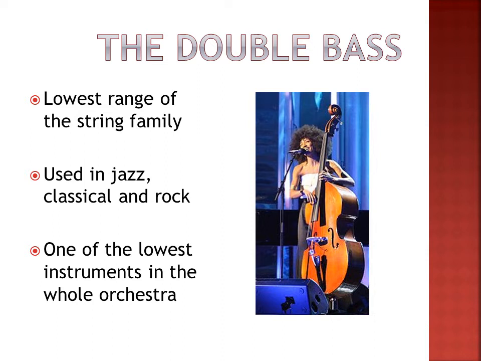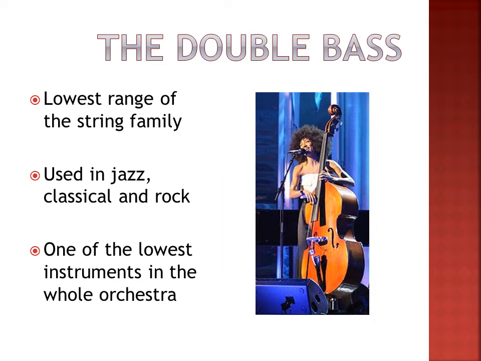It's the lowest ranging instrument of the string family, and it's also one of the lowest instruments in the whole orchestra. Many of you might confuse the double bass with the electric bass, but if you take a look at pictures of the different instruments, you're going to notice obvious differences.